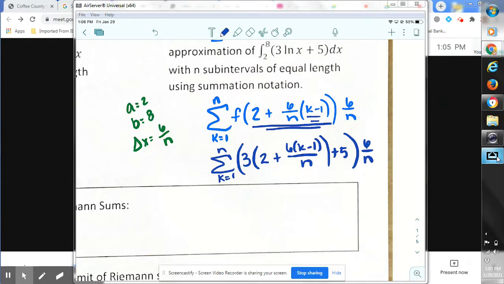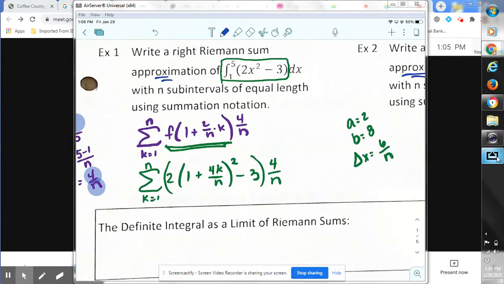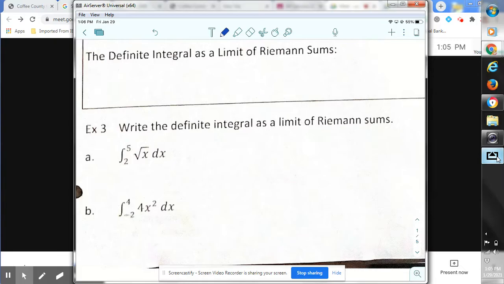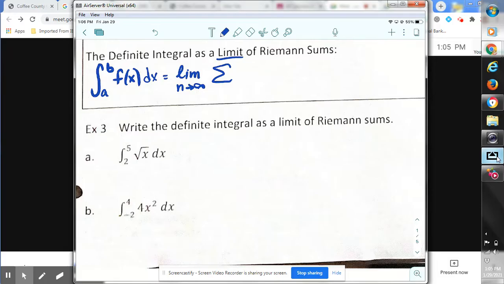Now that's still approximations. So if we're looking for approximations, then all we do is the summation. This next one, we are finding the definite integral as a limit of Riemann sum. So this isn't going to be an approximation. This is going to be the exact value. All right, so if we want to find the exact value of the integral from a to b of f of x dx, we are going to have to use a limit. So we're going to do the limit as n approaches infinity of the summation from k equals 1 to n of f of x of k, which is the height, times the width, delta x.